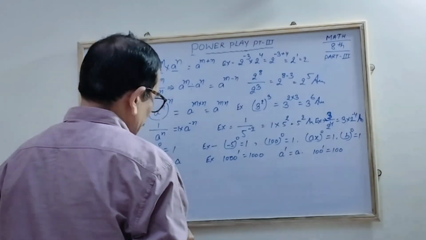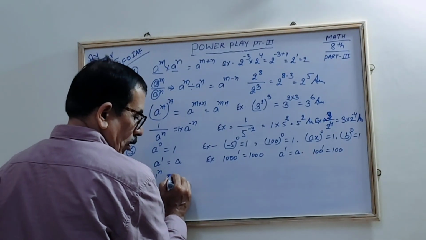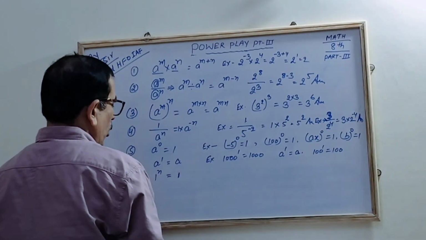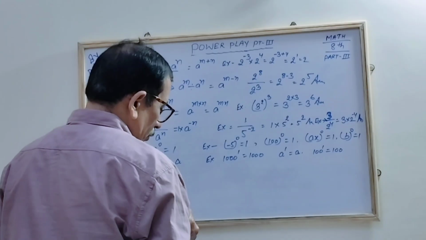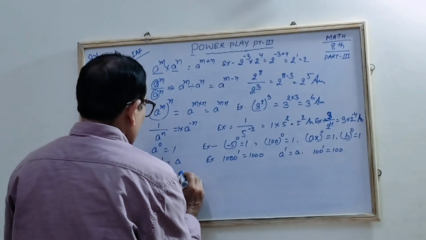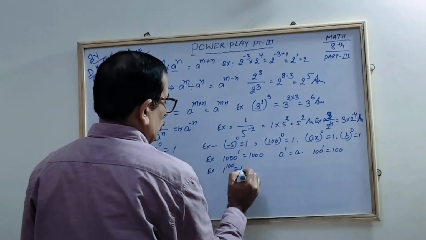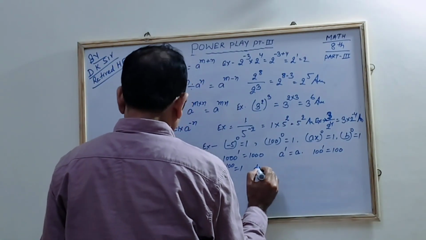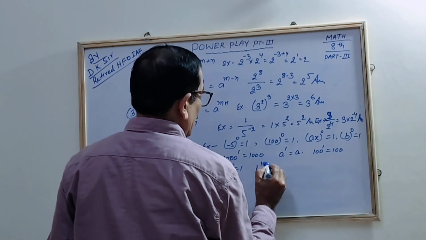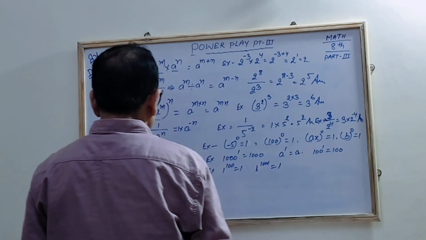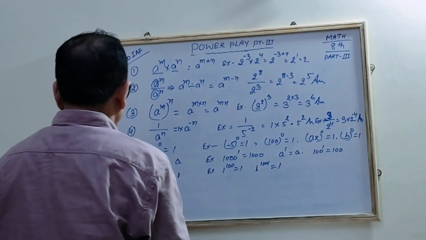Next is the 7th rule. 1 to the power n is always going to be 1, correct? Always it will be 1. For example, 1 to the power 100 is also 1. If you take 1 to the power 1000, then also it is 1. 1 to the power anything is going to become 1 only.